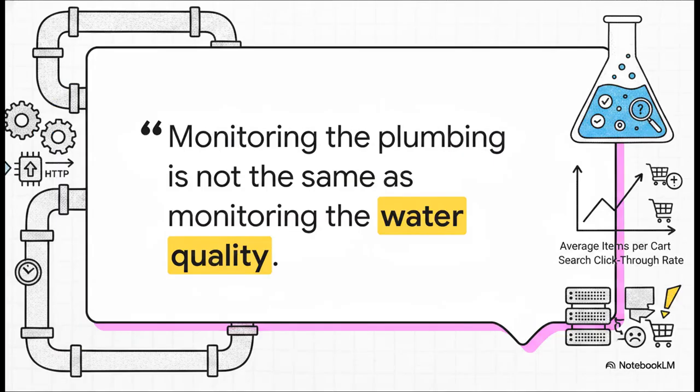You see, the junior engineer monitors the plumbing. They look at CPU, memory, and HTTP success rates. But the senior engineer, they monitor the water quality. You solve these semantic failures by implementing business layer metrics. You start tracking real-world things like average items per cart or search click-through rate. That way, even if the servers are perfectly happy, if the cart volume suddenly drops to zero, alarms fire instantly, because the business logic is what's actually broken.